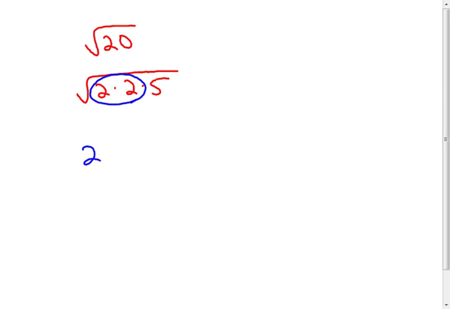The reason I do it like this is because if I have pairs of numbers, see I had two 2's underneath the radical, well, that comes out to be just one 2 on the outside, and then the square root of 5. So the square root of 20 is equal to 2 times the square root of 5. Simplifying a radical. Now you have the exact value instead of the approximate.